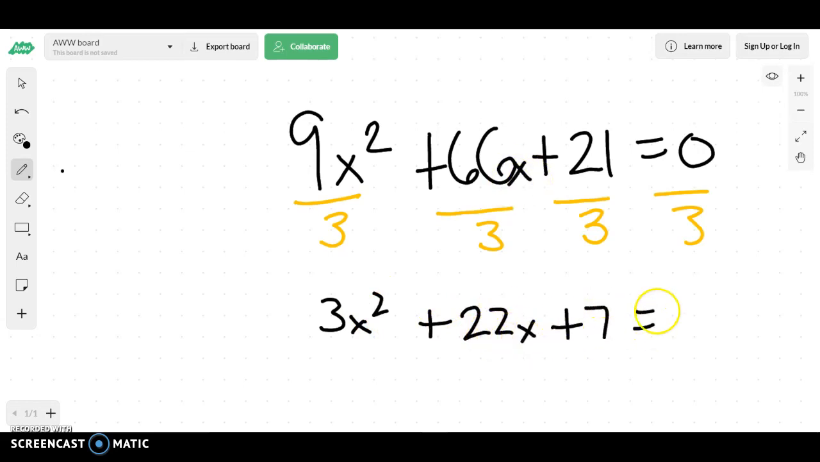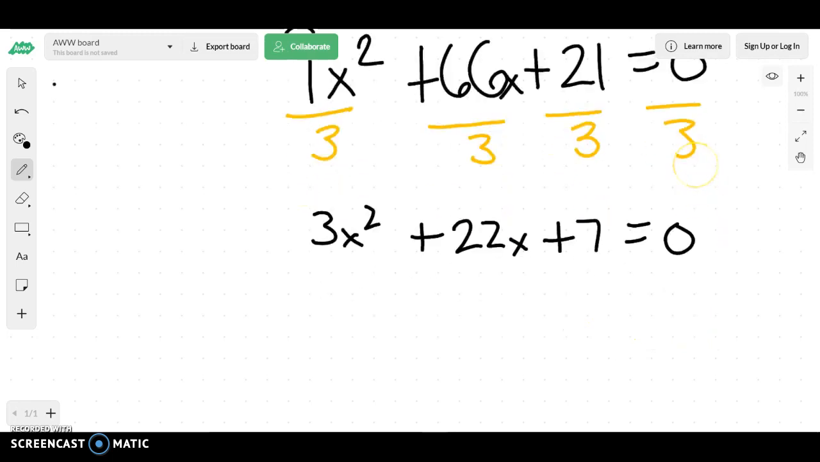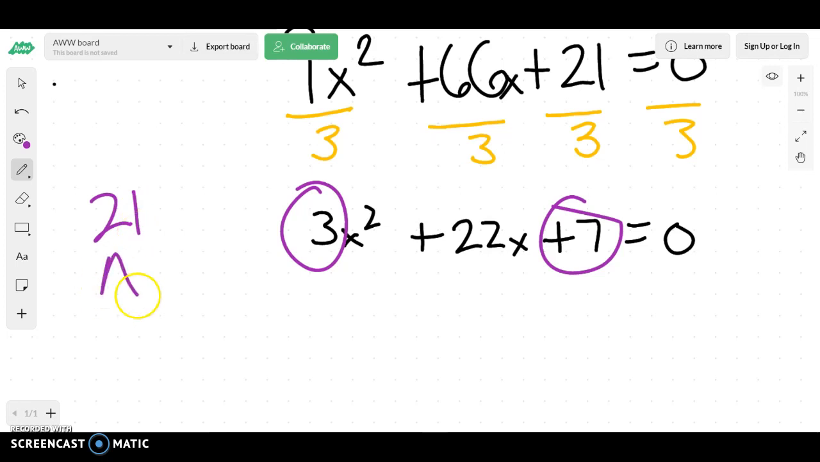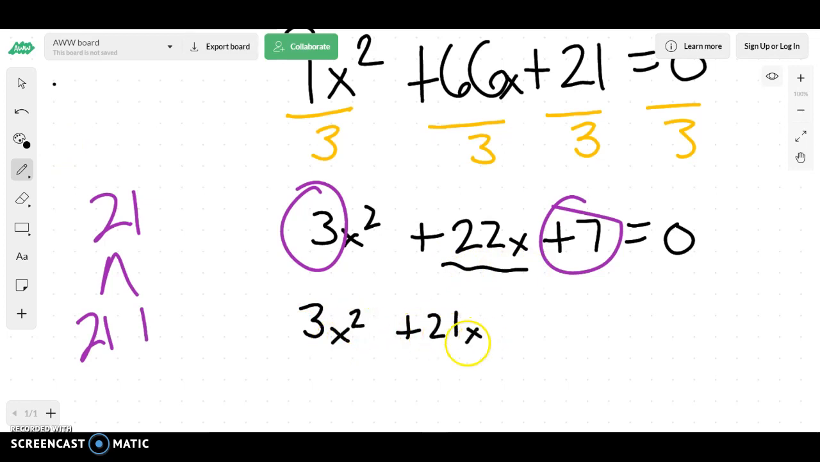plus 7 equals 0. We then are going to take the first number and the last number and multiply them together, which will give us 21. And then we have to think about what multiplies together to give us 21 and adds together to give us 22. That's 21 and 1. And then we'll replace our middle term, giving us 3x squared plus 21x plus 1x plus 7 equals 0.